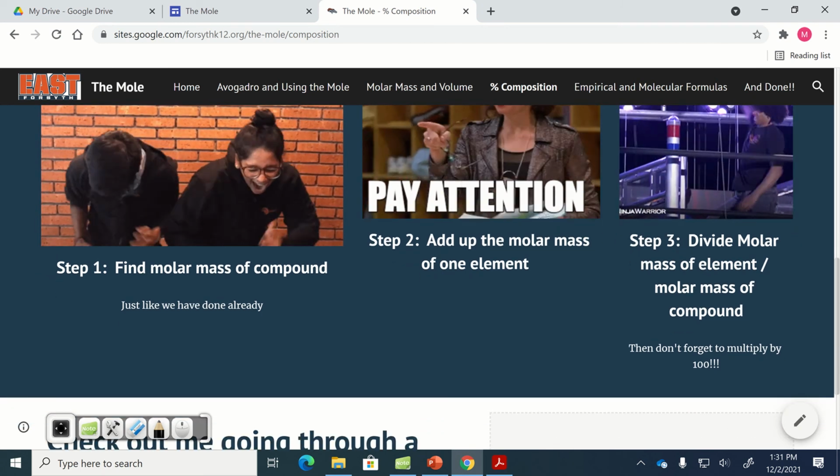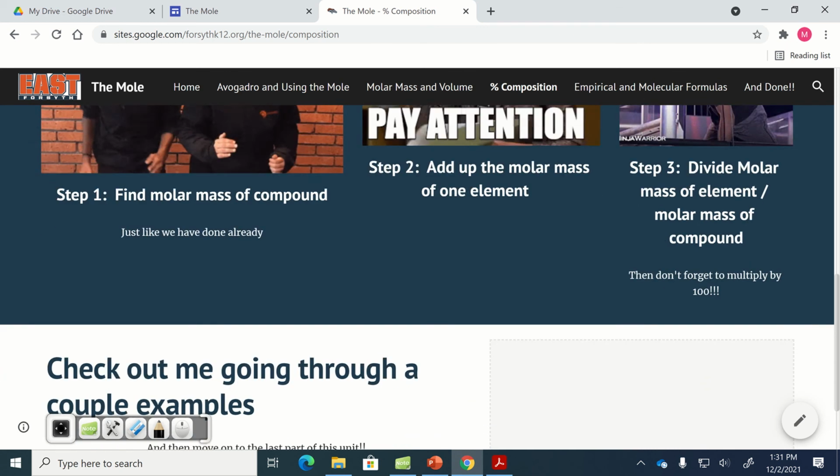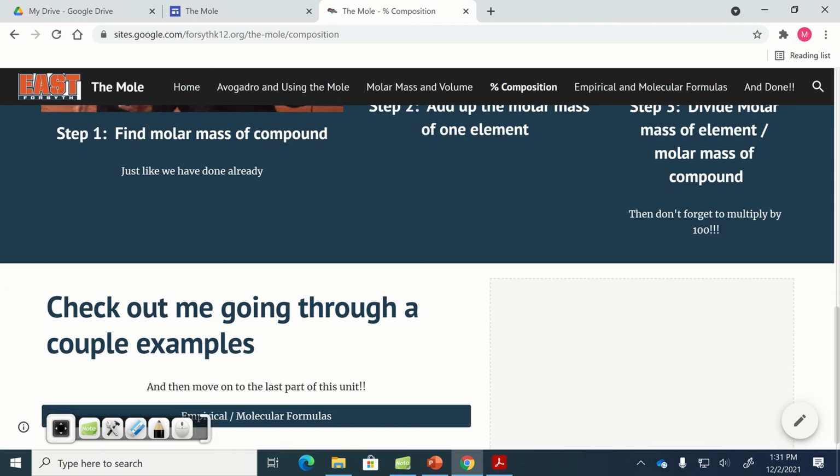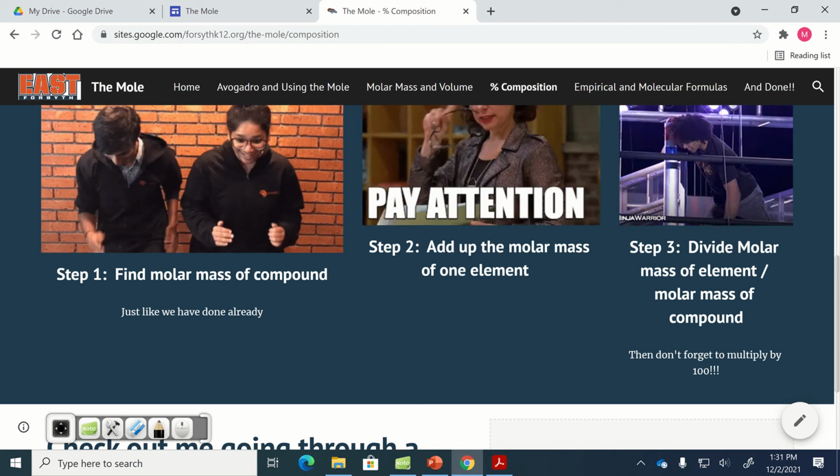Because it's a percentage, we should hopefully have everything add up very, very close to 100. It is common, based on rounding, that we might get 99.99 or 100.01. That's okay, but that's again a good way to check everything. So here we go, straight to the examples.